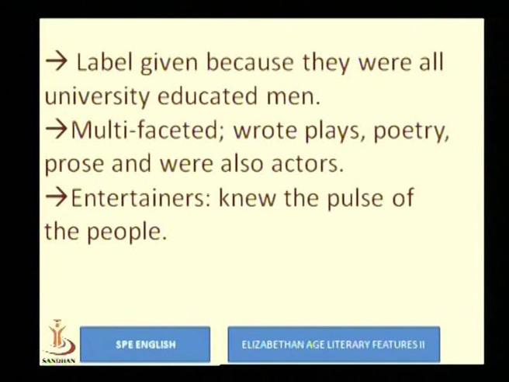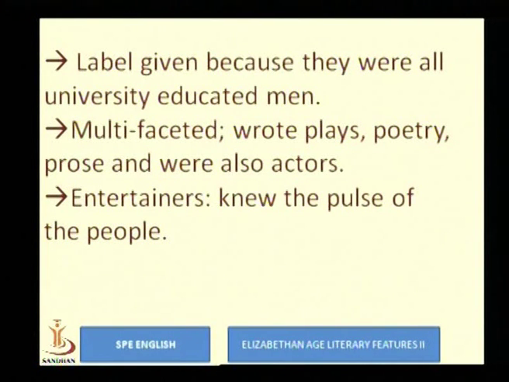So these 6 were specifically, in a light-hearted tone, known as university wits, because this label was given to them as they came from universities. They were learned scholars who, for the first time, took the initiative of writing and performing dramas for the sheer sake of entertainment.